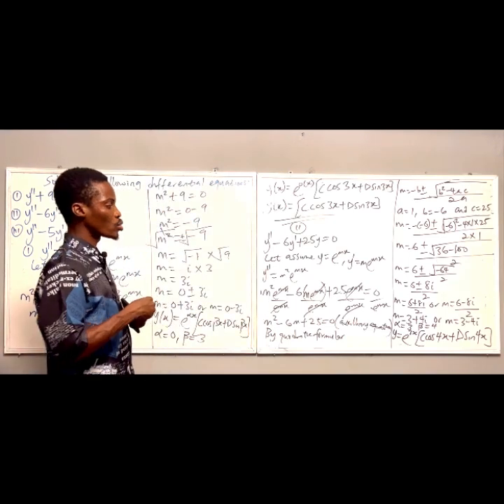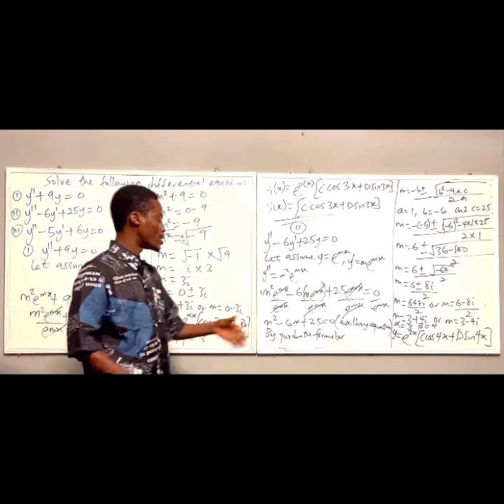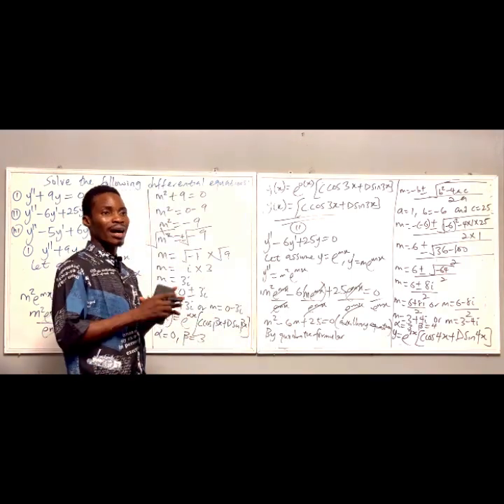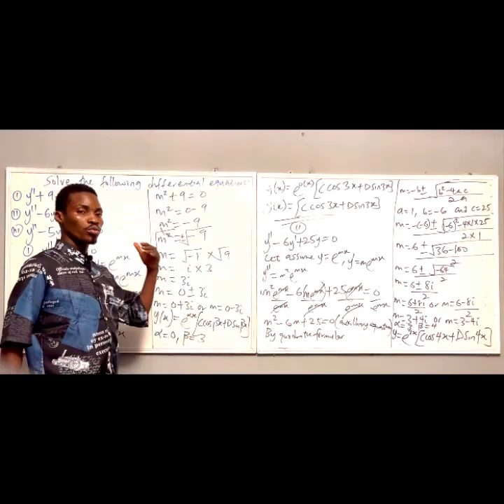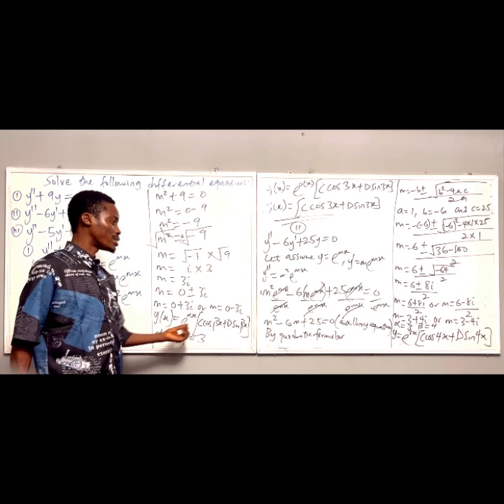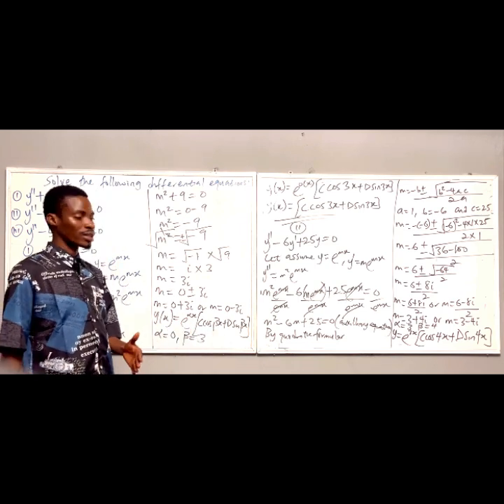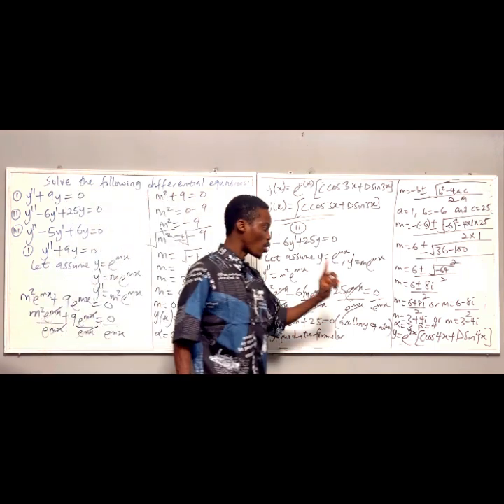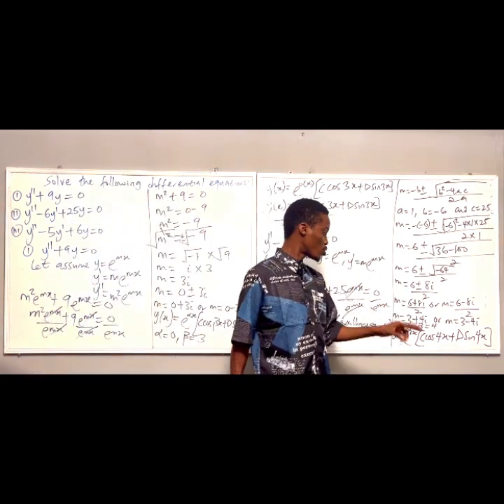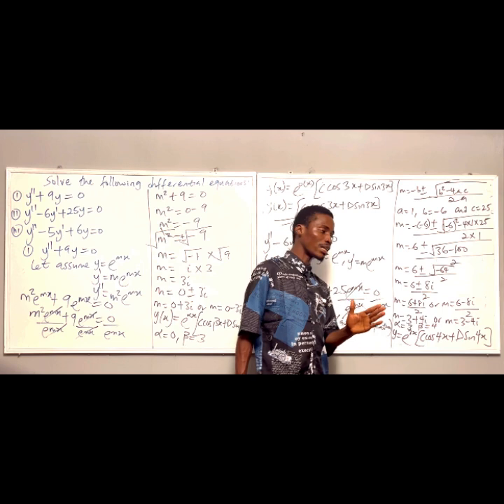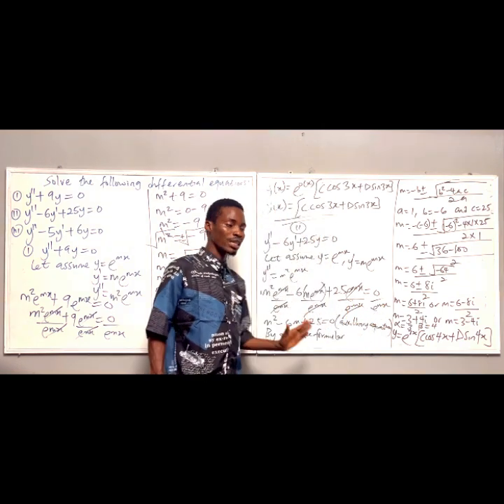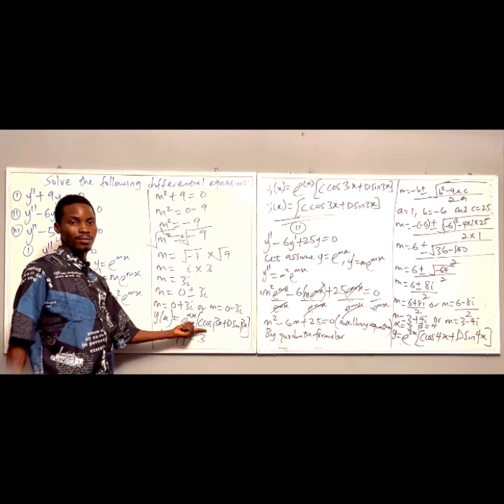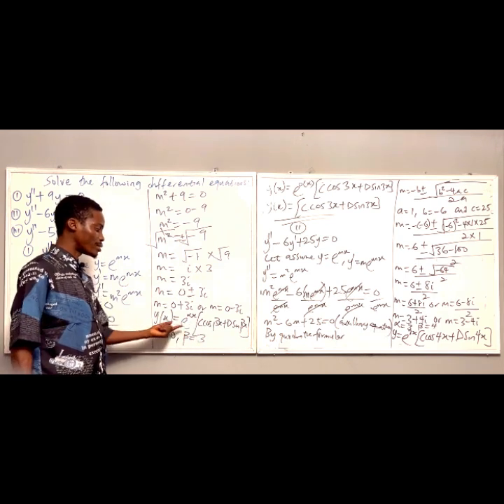And if our answer is not in imaginary form, there's another way to do it. If our roots are real, the general solution we are going to get will be different from this. But if our auxiliary equation has roots with a real part and an imaginary part, our general solution will be in this form.